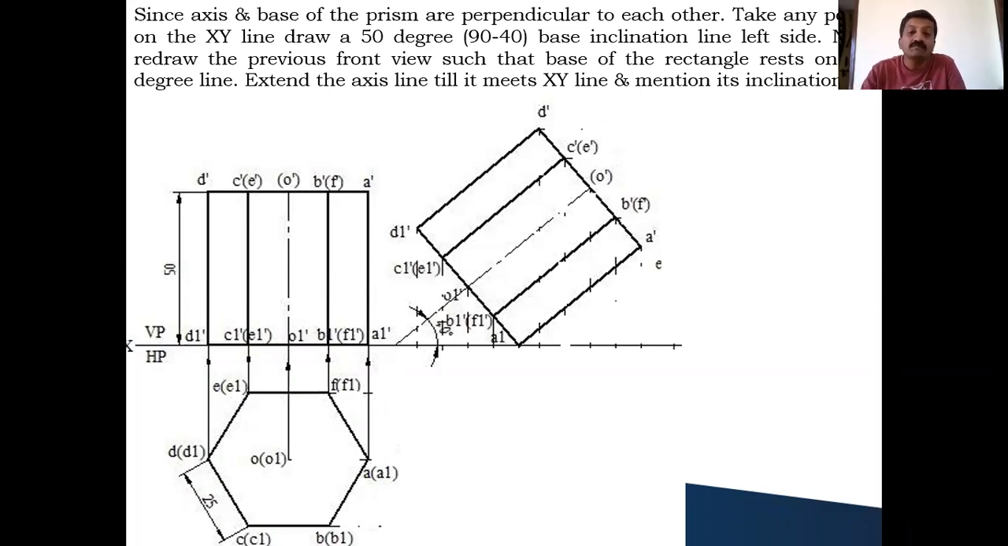That's why what I'll do, I'll take any one of the points on the XY line, right side, and I'll call that point the corner A1 dash. From here, I draw a 50 degree line, that is the base inclination, 90 minus 40. I'll draw a 50 degree base inclination on the left side like this. And so after drawing this 50 degree base inclination, what I have to do? You have to redraw the entire rectangle such that this is the base. The base should lie on this 50 degree line which you have drawn. Like that, you have to redraw it without changing its shape as well as the size.